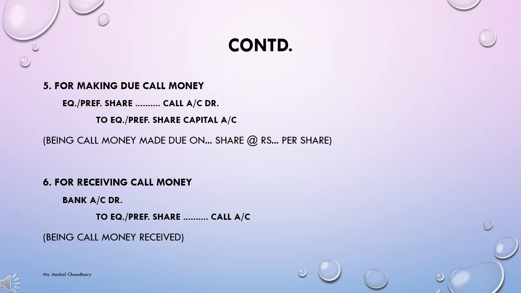For making due call money, when your call money is due, share first, second or final call account debit to share capital account. And when you have received the call money, whatever amount you have received in respect of that particular call, then bank account debit to equity or preference share first call, second call or final call account.